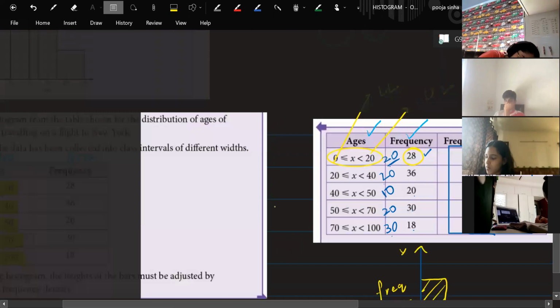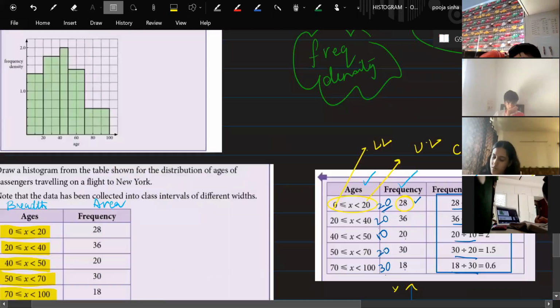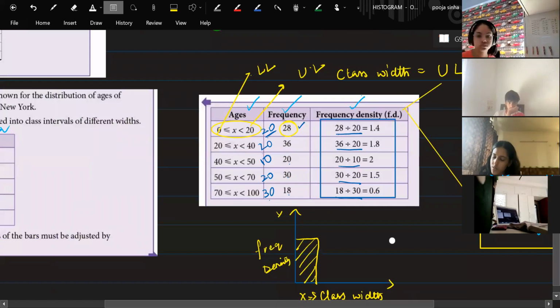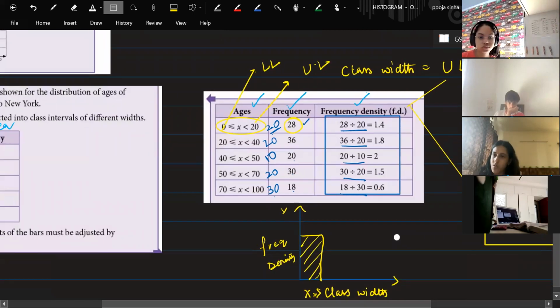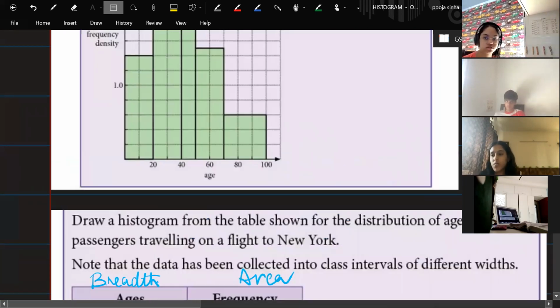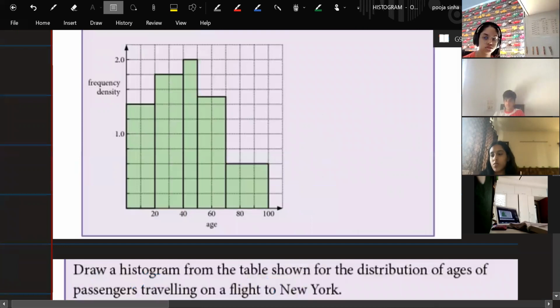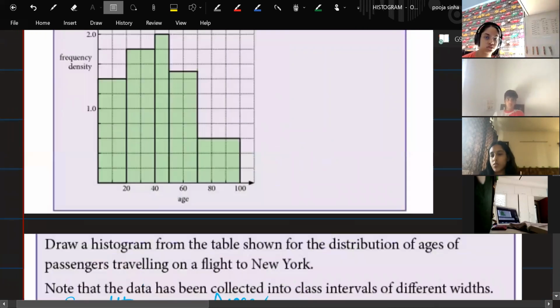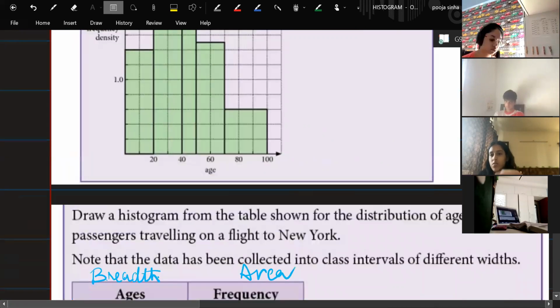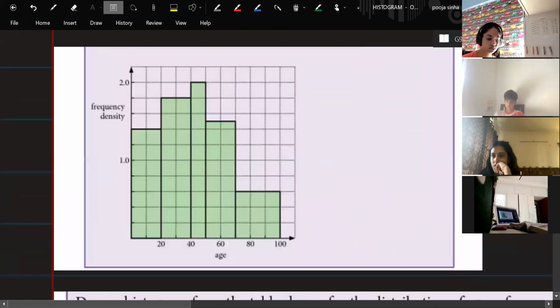Okay, so I'll just go to the point again. See, what was your first? Look at the table here. Frequency density was 1.4, not 14, sorry, and the class width was 0 to 20, that is 20.